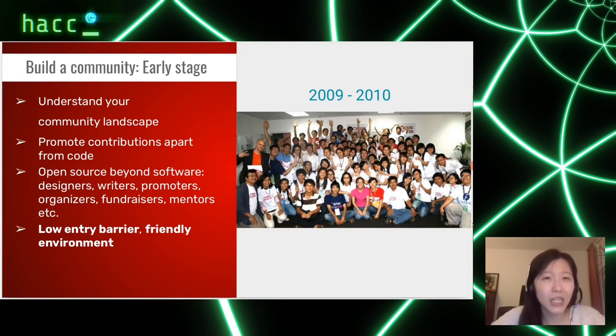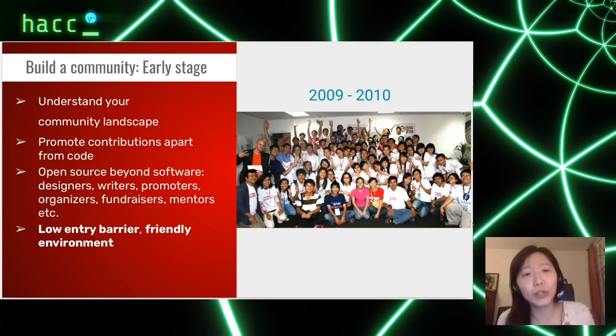But it's really important in the beginning of building a community that we understand the landscape: the people around you, and what kind of technology they are familiar with. When you introduce something, you need to be sure that the people in the community are excited about the ideas or the project. As you see in the picture, the people around us at that time were very young. They were just getting out of university, and also had not explored much of the global open source movement. So we try to promote a lot of contribution apart from coding. There are a lot of things that people can contribute.